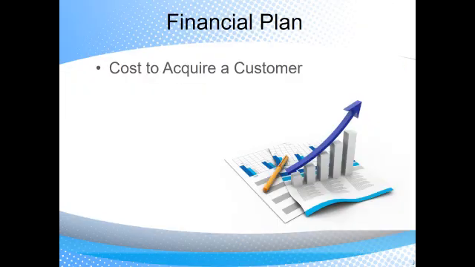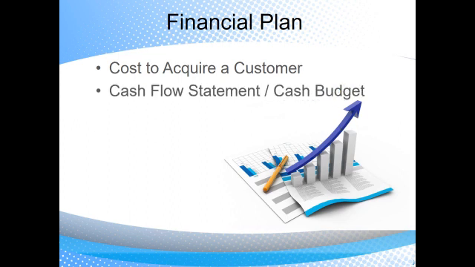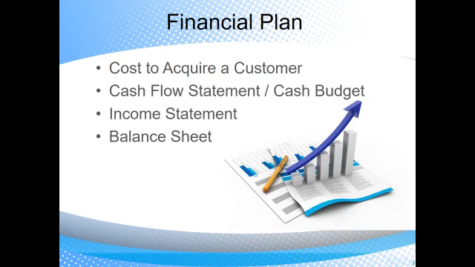So certain aspects of a financial plan, we're going to look at costs to acquire a customer, one customer. Also at the same time, look at lifetime value of one customer. Quick look at cash flow and cash budget. IS or income statement, BS or balance sheet. And we're going to take a look also at ratio analysis, which is my favorite part of finances.